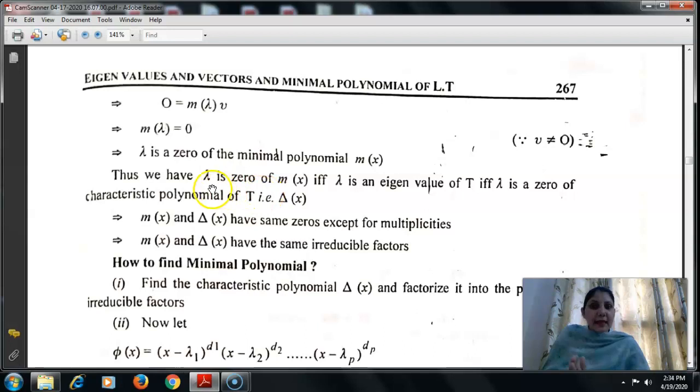Lambda is a zero of m(x) if and only if lambda is a zero of the characteristic polynomial of T. That means the roots of m(x), the zeros of m(x), will be the same as the zeros of the characteristic polynomial of T. That means the minimal polynomial m(x) and the characteristic polynomial will have the same roots. But here we have not talked about the multiplicities. We are only saying that the minimal polynomial and characteristic polynomial will have the same roots, but the number of times the roots are repeating themselves can be different.